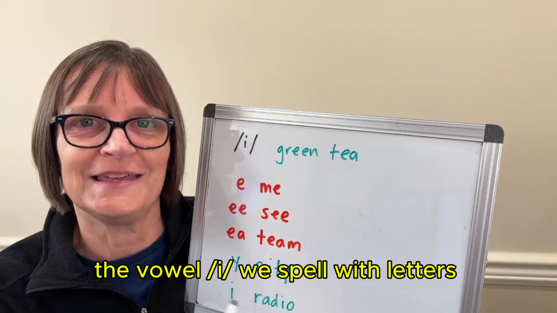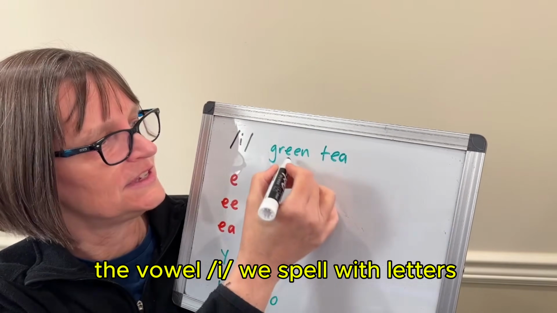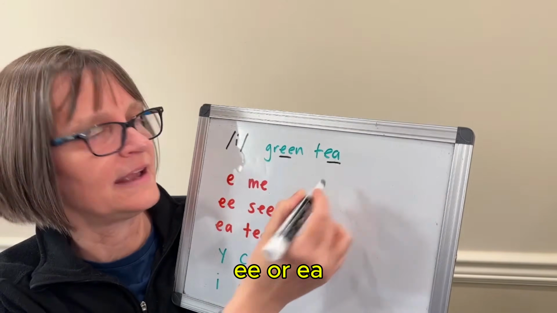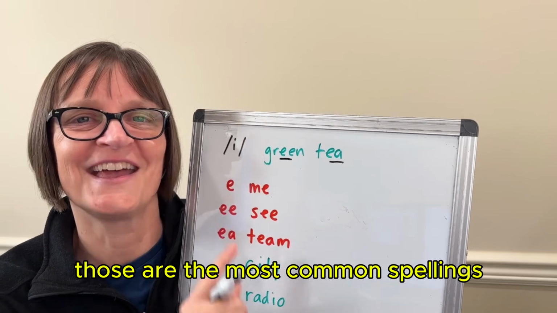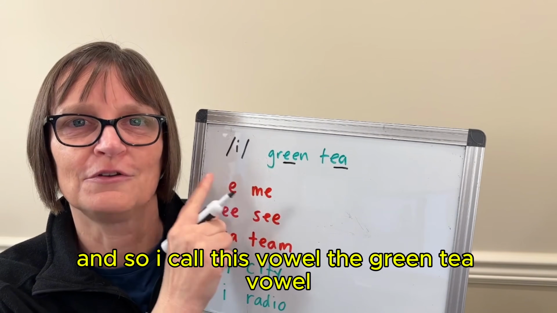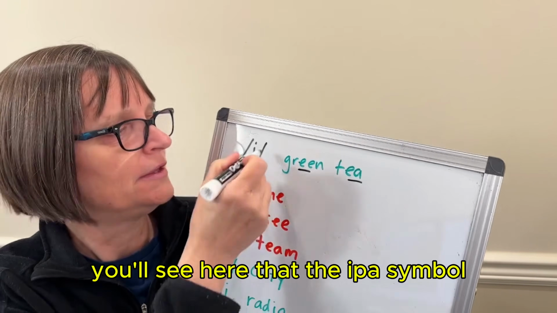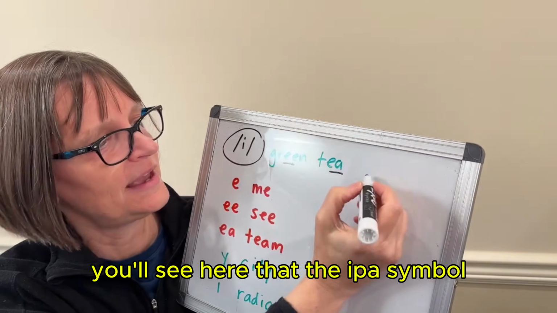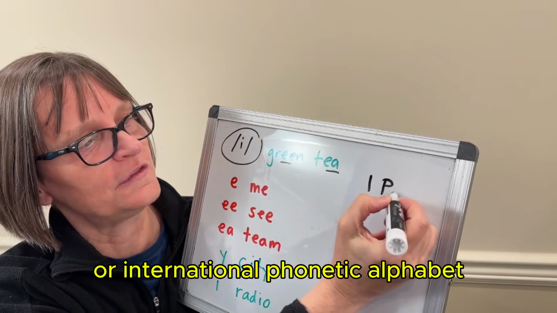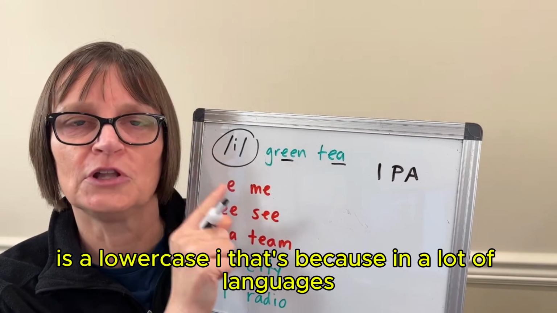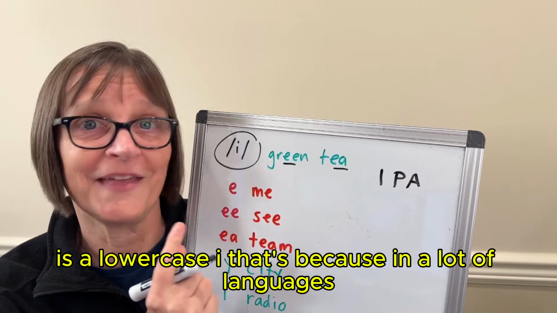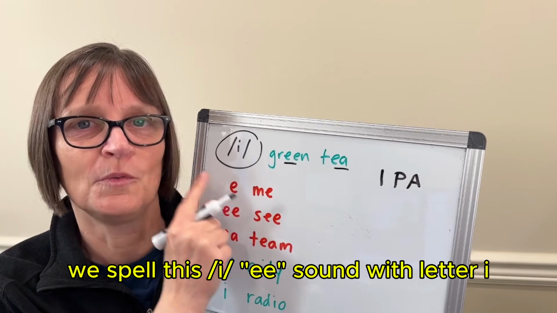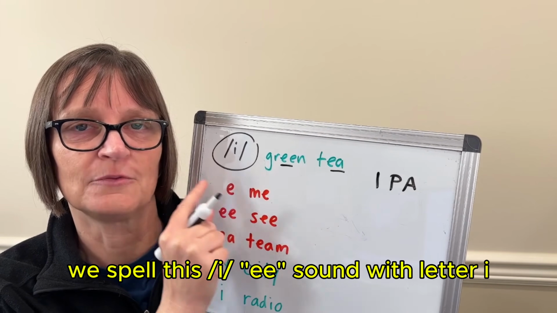Typically, the vowel E we spell with letters EE or EA. Those are the most common spellings. And so I call this vowel the green T vowel. You'll see here that the IPA symbol, or International Phonetic Alphabet, is a lowercase I. That's because in a lot of languages, we spell this E sound with letter I.